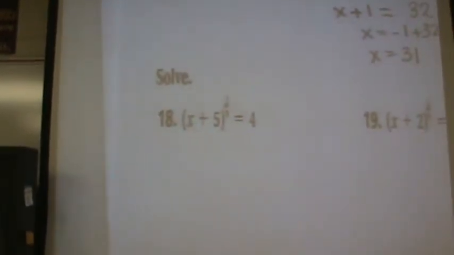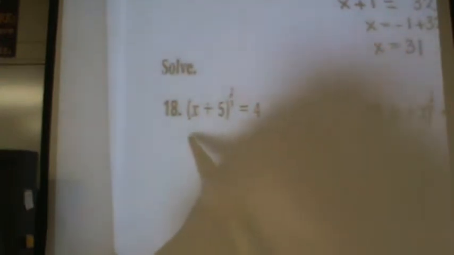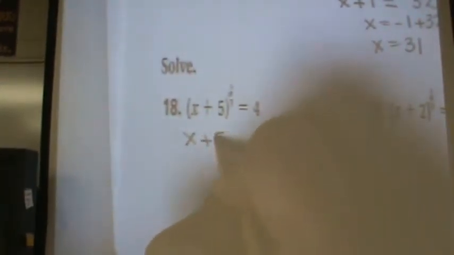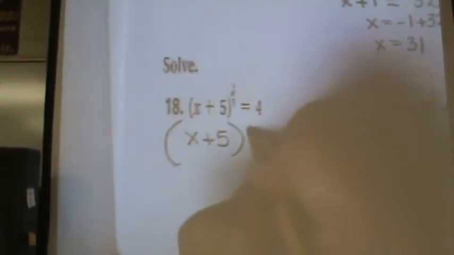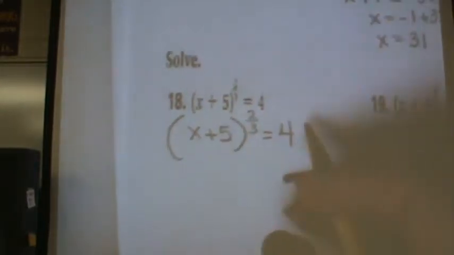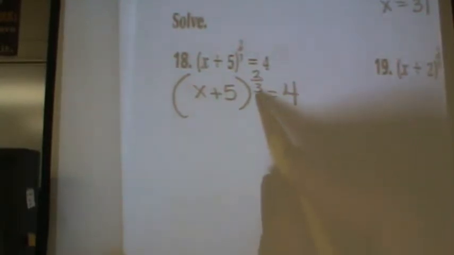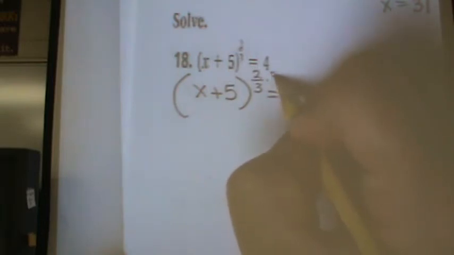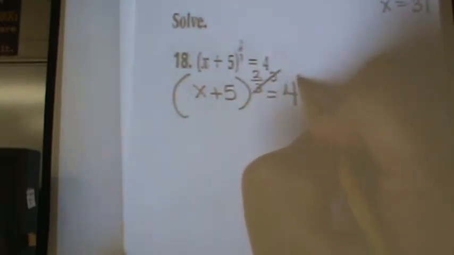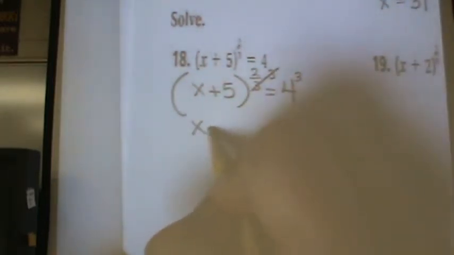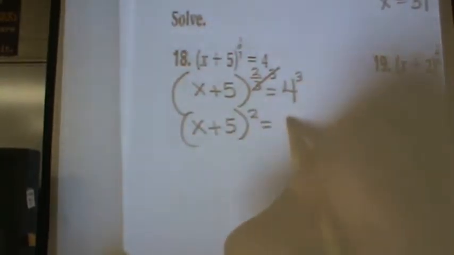Let's see if you can do 18. And by the way, it says x plus 5 to the what power? 2/3 equals 4. So talk to me, what do I do? To the third. Times it by 3. So what do I have, next line? x plus 5 squared equals 64.